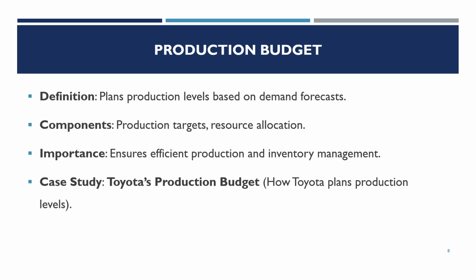You have to provide the production target to the particular department of the organization, and you also need to look into the work allocation and the resources in the different departments. This also ensures efficient production. Obviously, there will not be wastage or excessive production. So you will get efficient production, and inventory management can also be done. Here the case study is Toyota's production budget, which helps the company plan its production levels to meet the customer demands, while minimizing waste and maximizing efficiency.